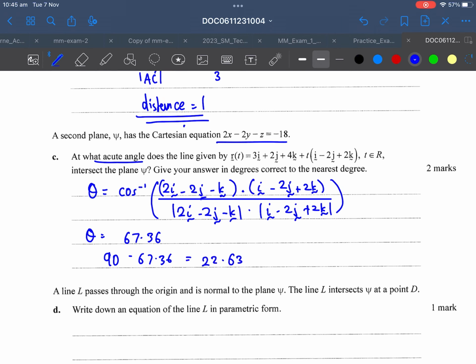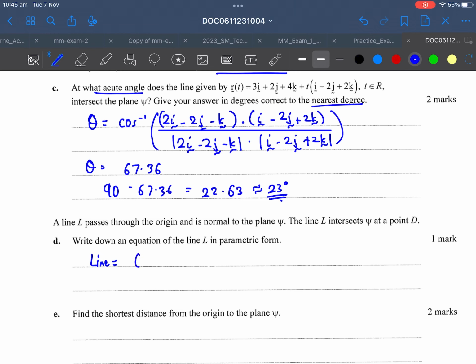Okay, moving on. So a line that passes through the origin and is normal to the plane. The line intersects the plane at point D. Write down an equation of the line. So our line is going to be 2i minus 2j minus k, times t, where t is all real numbers.